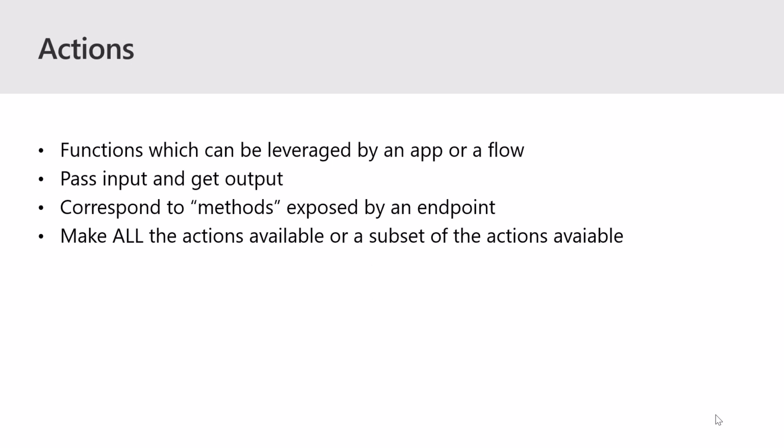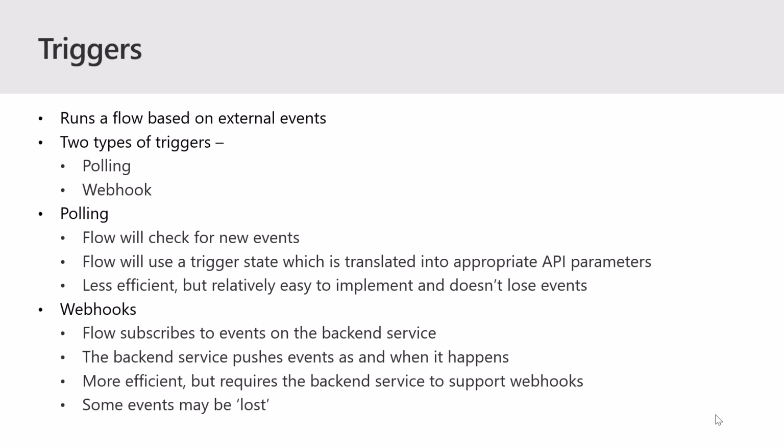Now that security is taken care of, you then proceed to defining the actions that your connector exposes. Actions are functions that can be consumed by an app or a flow. Actions correspond to methods exposed by the endpoint. When building connectors, you can choose to expose all the actions or a subset of the actions. You can pass complex objects to an action, and you can also process the output returned by that API call.